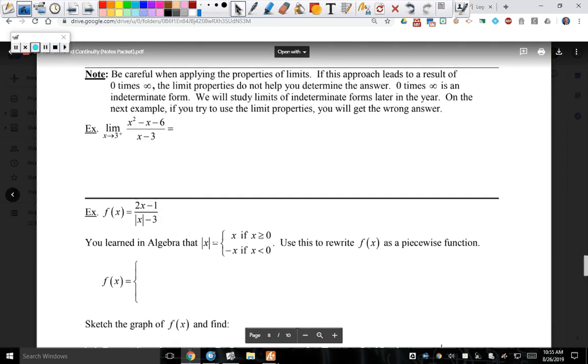Let's keep going. Be careful when you apply the limit properties, because if this approach leads to a result that's 0 times infinity, it does not help determine the answer. If you get this, you've got to keep working. Something's wrong. This goes back to the question that Dylan was asking.